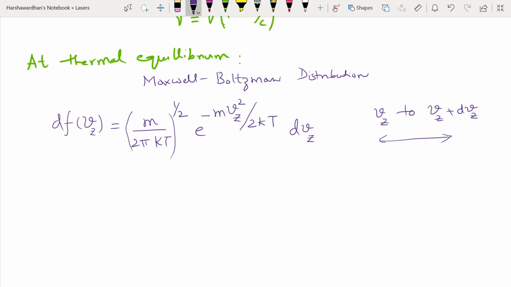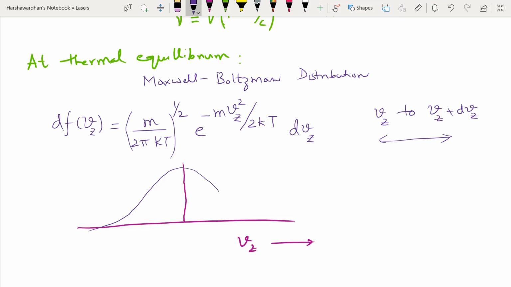Let's just dwell on this equation. You see that this is like a Gaussian function. So if I plot Vz on this axis, Vz being a vector, it can take both positive and negative values. So you see that this is clearly a Gaussian function, and one can see that this exponentially decays on either side of this. And the width of this is essentially given by the temperature of the gas and the mass of the species, the mass of the atom.